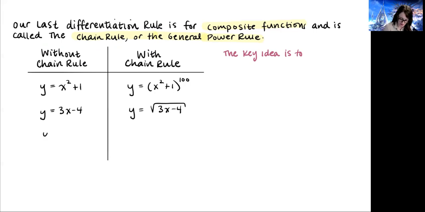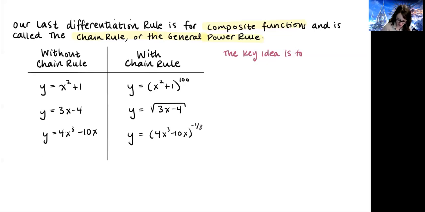Yet another example, how about y equals 4x cubed minus 10x? Again, this is a polynomial. We have rules to differentiate this, but we don't know how to differentiate something that looks like 4x cubed minus 10x to the negative 1/3 power. We just don't have a rule for this.